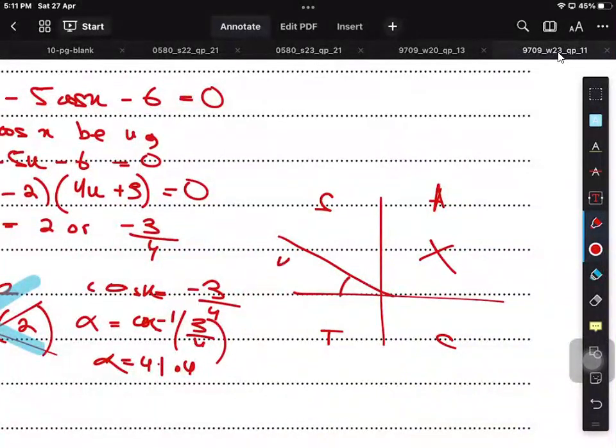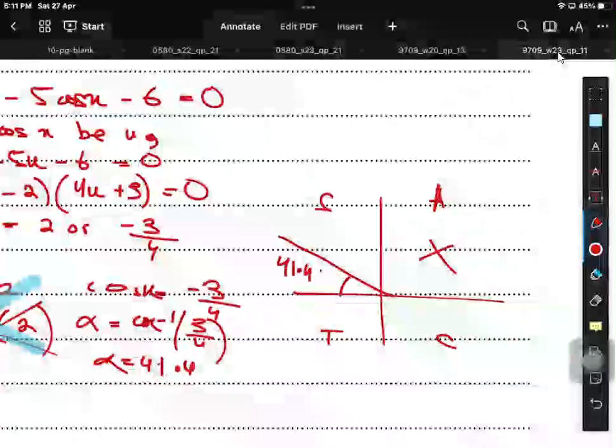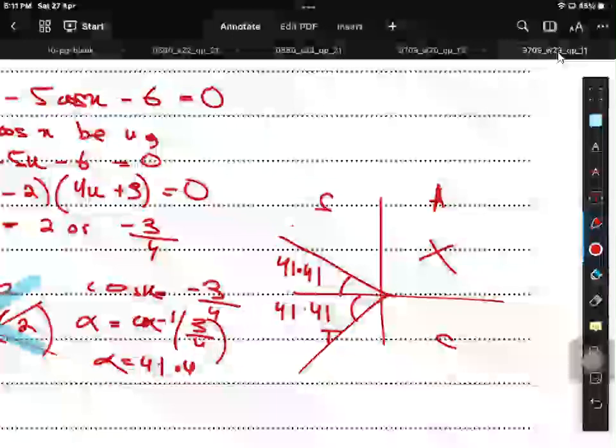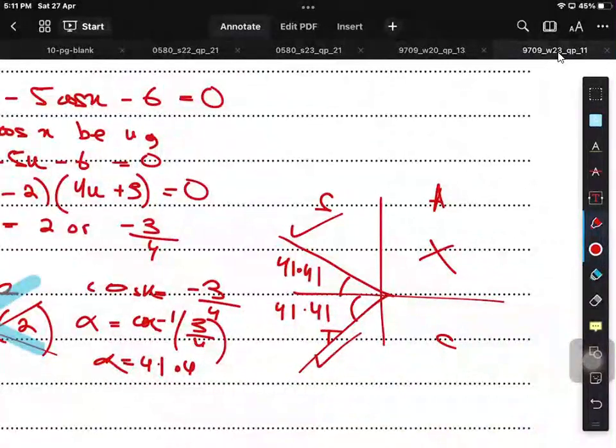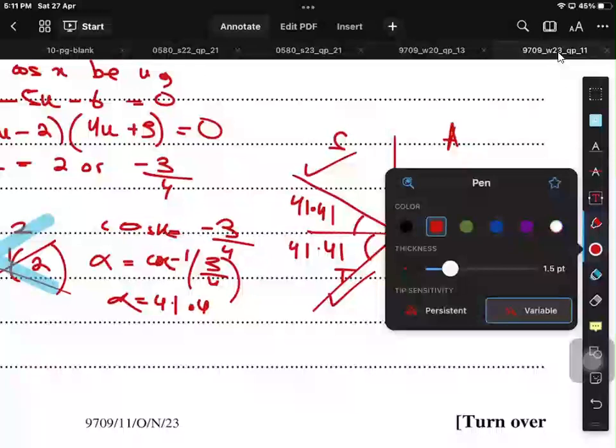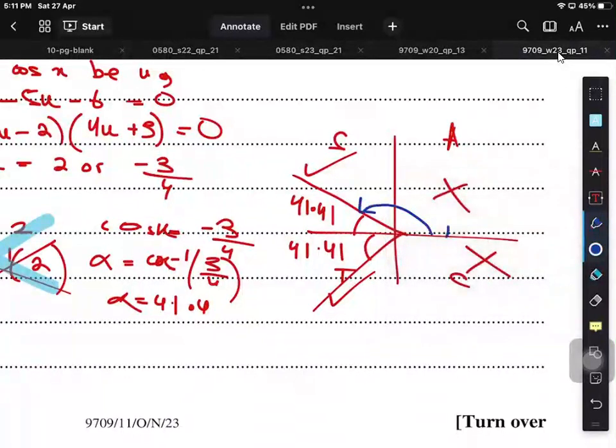So the basic angle here would be 41.409, or you could just say 41.41. And here tan is positive, right? So we can say that cos is negative here. So that is also two acceptable quadrants. And as we know that cos is positive here, we would reject this quadrant. So we have to find these two angles now. The first angle is this, and the second angle is this.